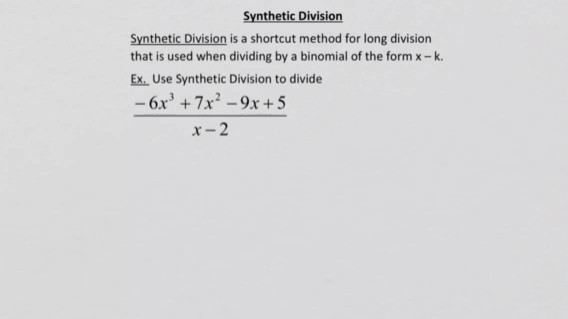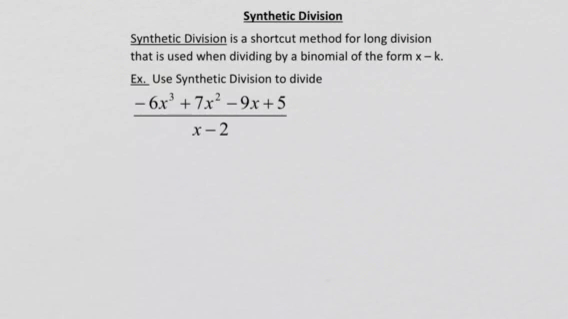Synthetic division is a shortcut method for long division that's used when dividing by a binomial of the form x minus k. So in our first example, we'll divide the polynomial negative 6x cubed plus 7x squared minus 9x plus 5 divided by the quantity x minus 2.